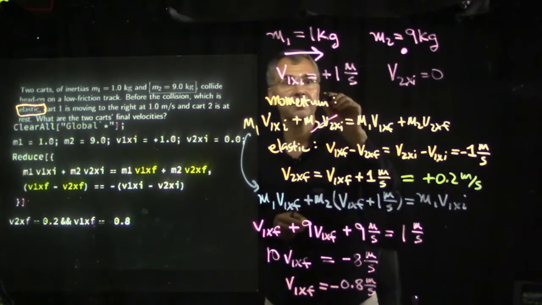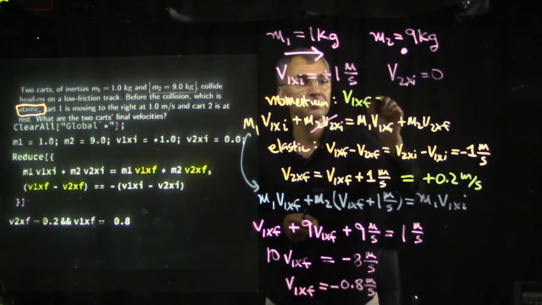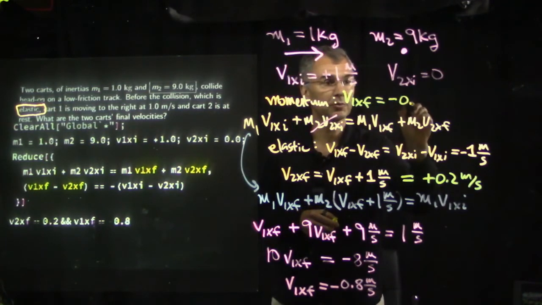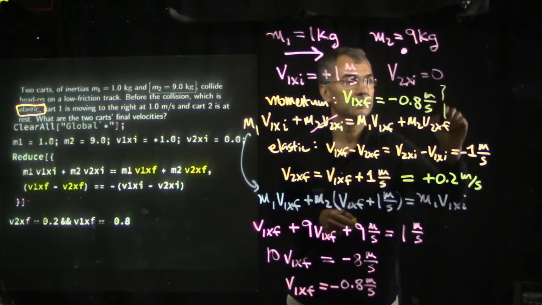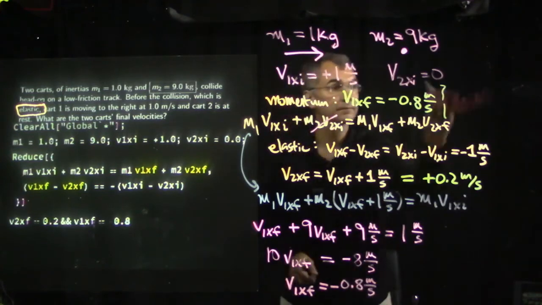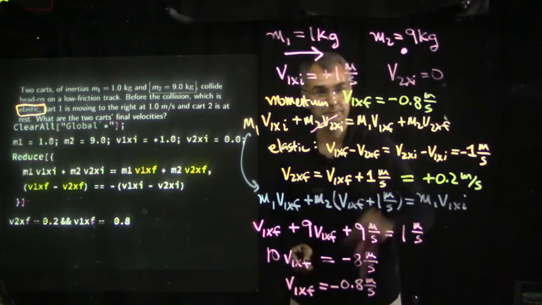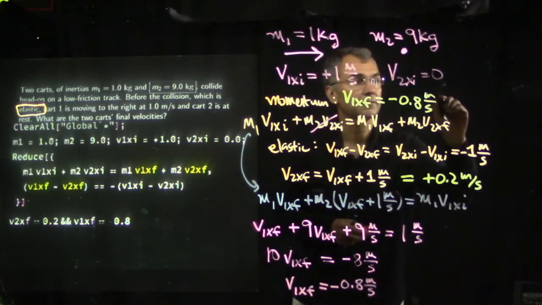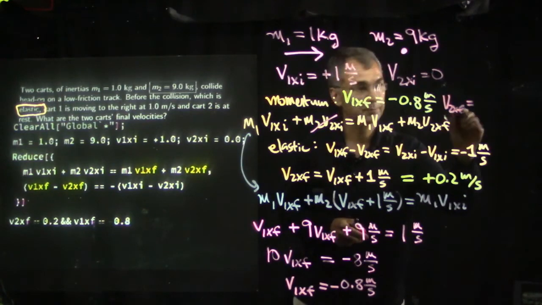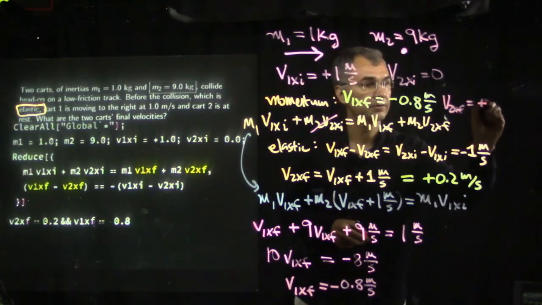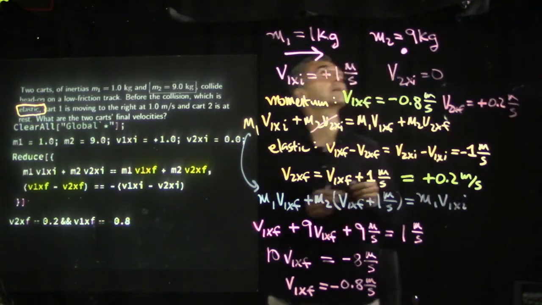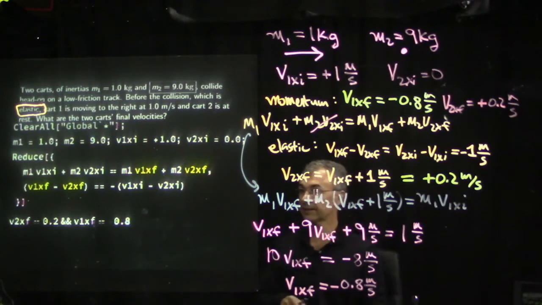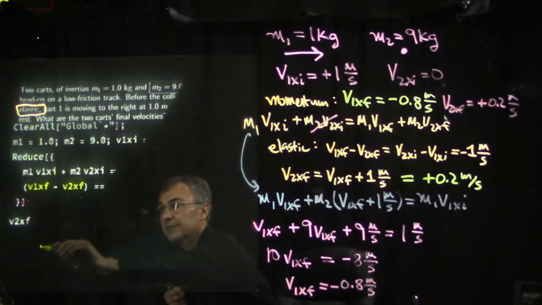So after the math, v1xf is minus 0.8 meter per second, and v2xf is plus 0.2 meter per second. And that agrees with what Wolfram Alpha said.